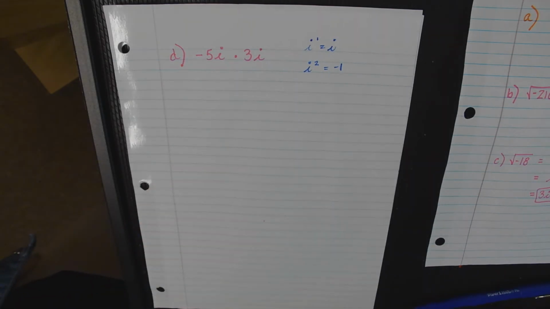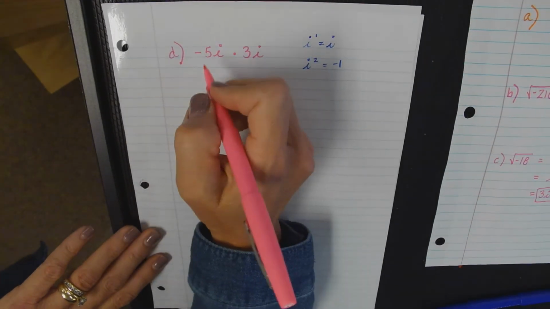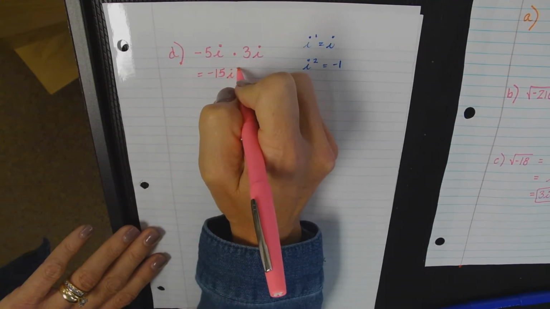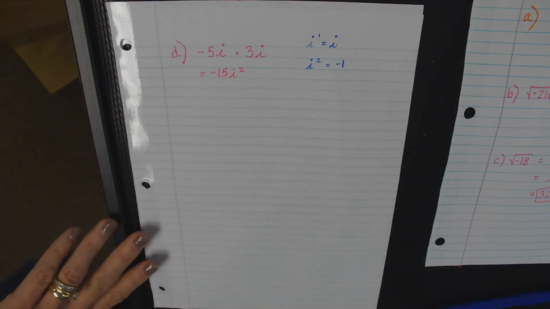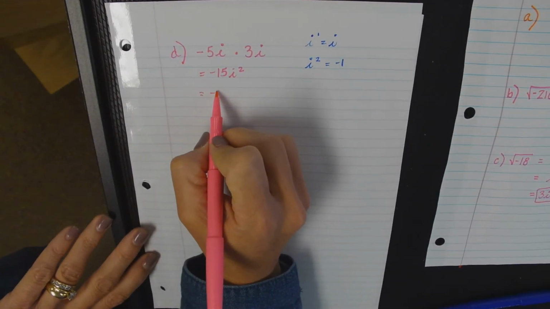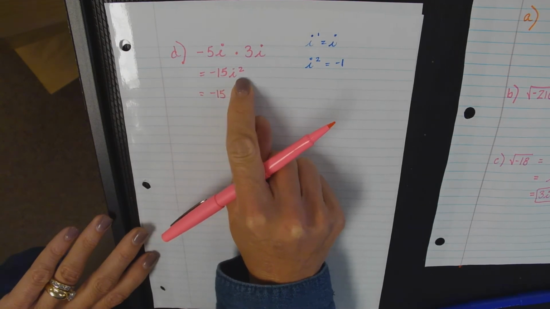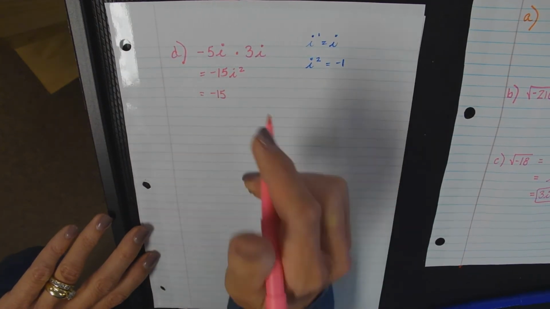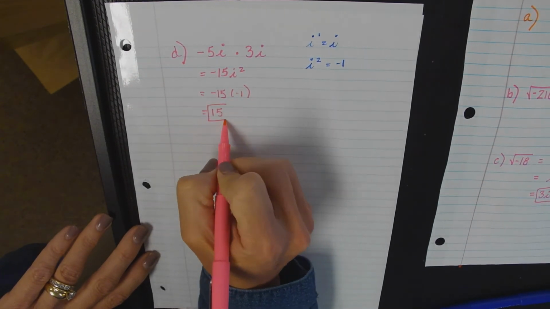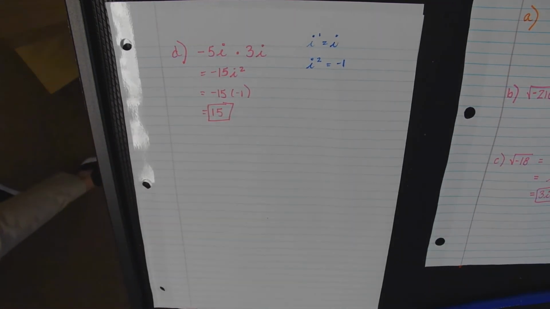So looking at D, this is so simple, you know how to do it, all right? What's negative 5 times 3? Negative 15. i times i is i squared. Now, are y'all okay with that? i times i, it's like a variable, but we're talking about an imaginary number. Okay, so this is negative 15 i squared, which we know to be what? Negative 1. So the answer to this is simply 15. Told you it was fun, right?